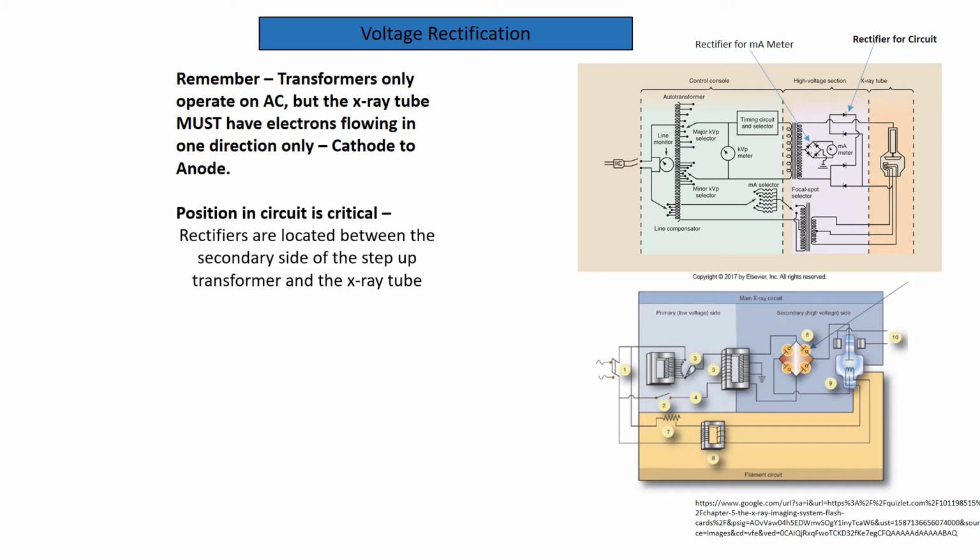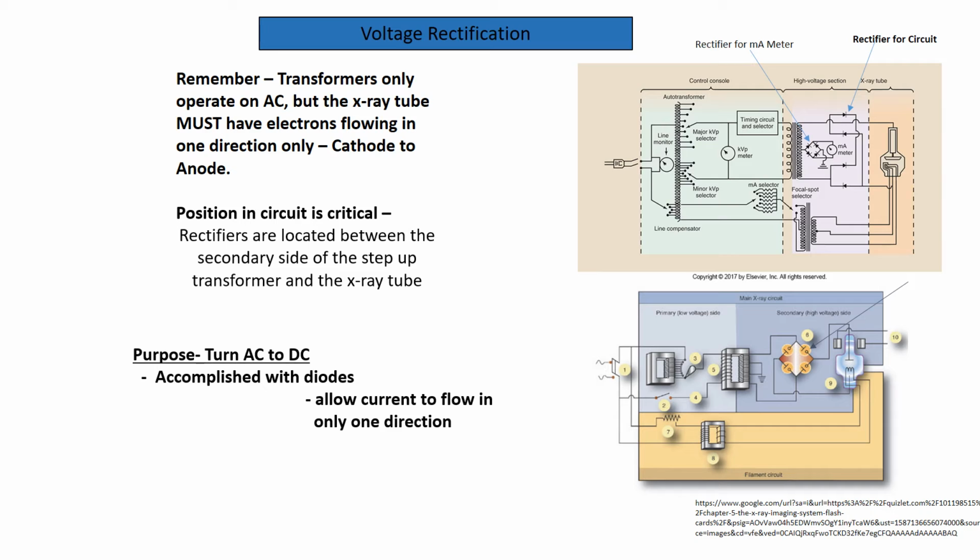So as I mentioned, the position in the circuit is critical. Rectifiers are located between the secondary side of the step-up transformer and the X-ray tube. And their purpose is to turn AC into DC, and this is accomplished by what are called diodes. They're drawn on diagrams as these little arrows with the little line after it. And these diodes allow current to flow in only one direction. They're like little one-way street signs that say, okay, current, you can flow in this direction, but you cannot flow in this direction.